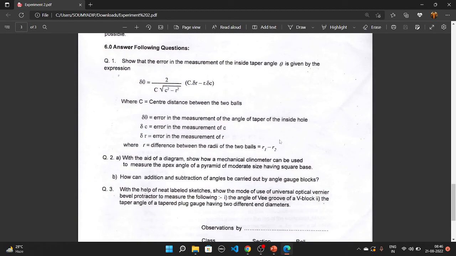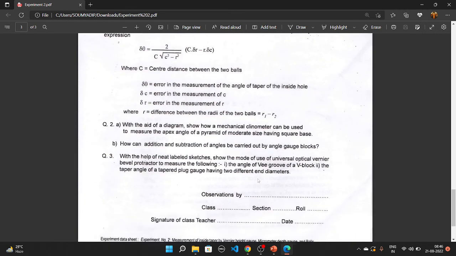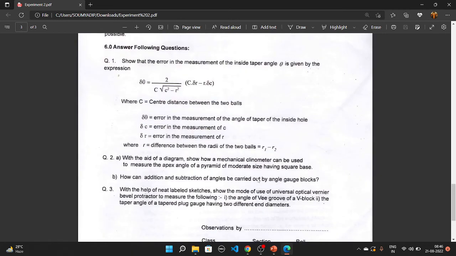Using the starting formula with theta by 2, with some partial differentiation, you get this final expression. This equation is available.